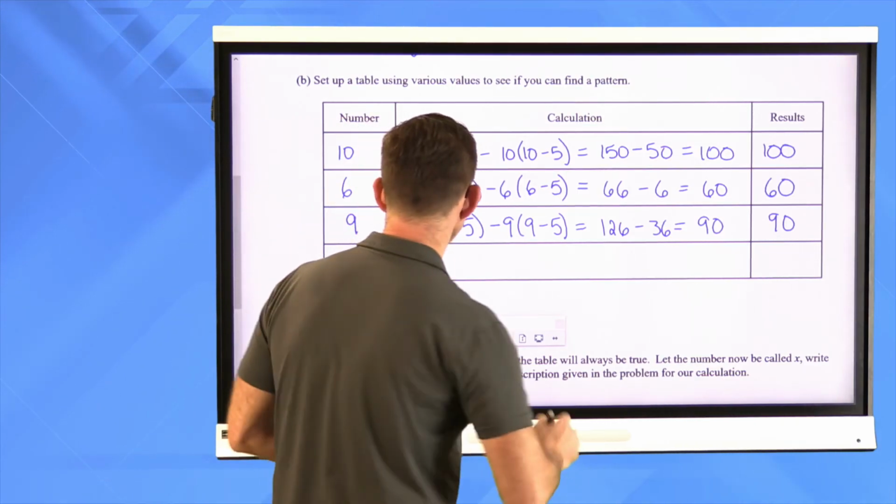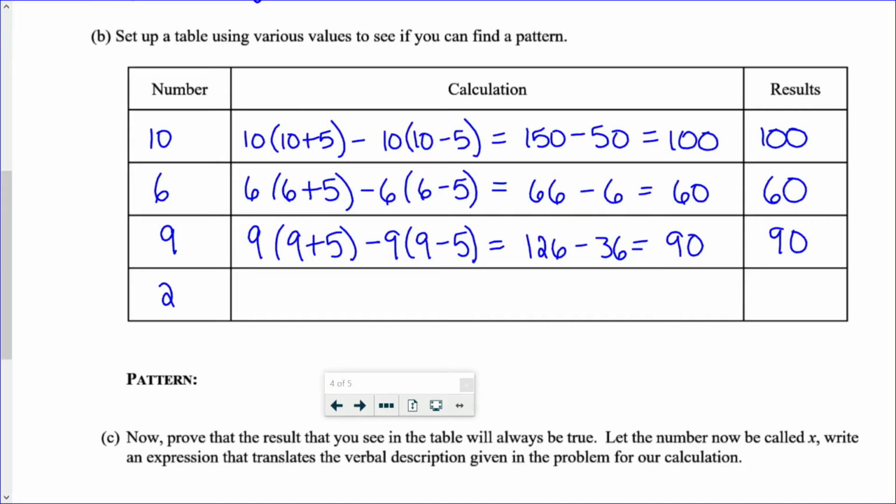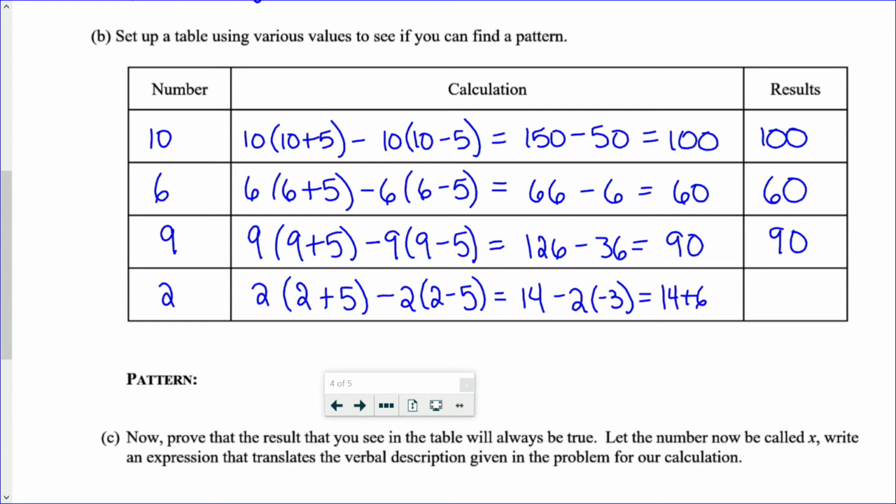Let's get some negatives involved. All right, so I changed my mind already. So I'll have 2 times 2 plus 5 minus 2 times 2 minus 5. I'm going to put some extra calculations in here. 2 times 7 is 14 minus 2 times negative 3. So that's going to be 14 plus 6, and that's 20.